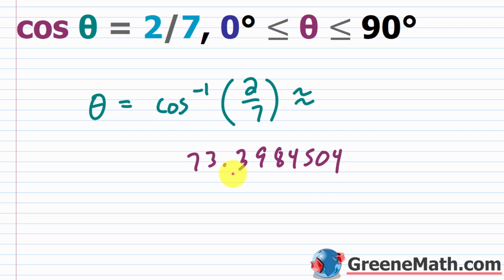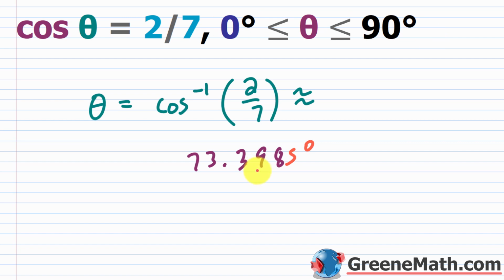If we want to go to the nearest 10,000th, we have the tenths, the hundredths, the thousandths, the 10,000ths. Well, this guy's a 5 here, so let me add 1 to this, and we'll make this into a 5, and then you can cut these off. And this is in terms of degrees. So we would say that our theta here is approximately 73.3985 degrees.